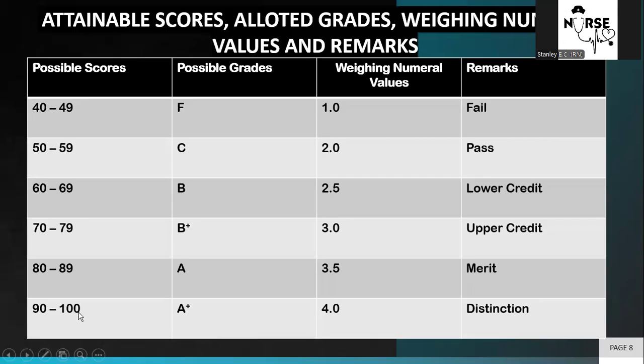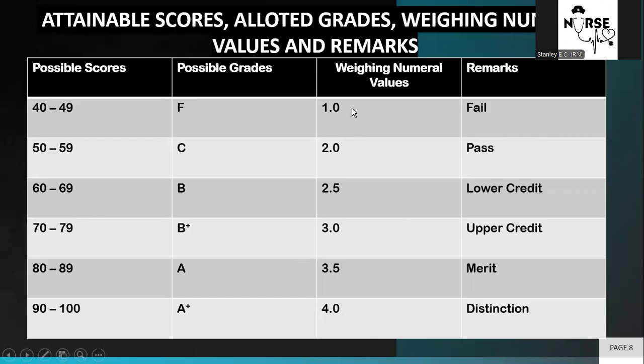The next one is 90 to 100. 90 to 100 is an A plus, and the weighing numeral is 4.0. If you get 90 to 100, you get a distinction. So basically, F means 1, C means 2, B means 2.5, B plus means 3.0, A means 3.5, A plus means 4.0. So these are the weighing numerals.